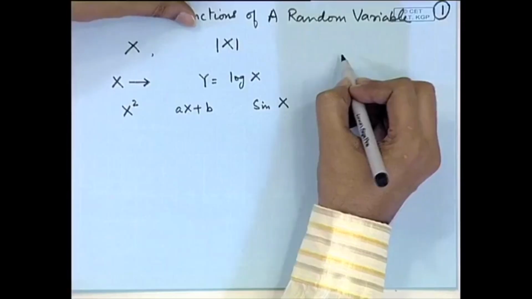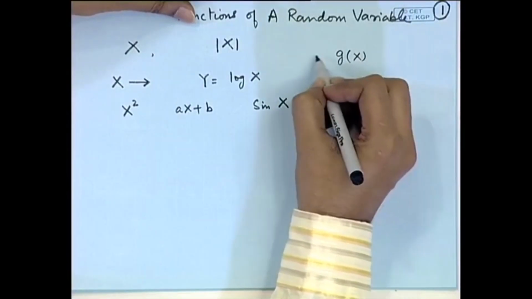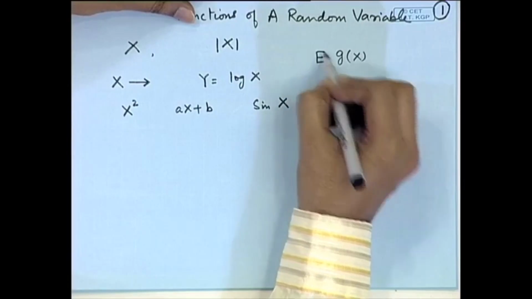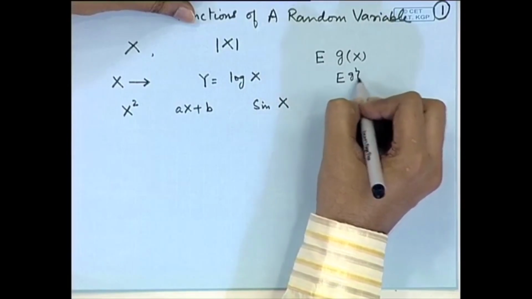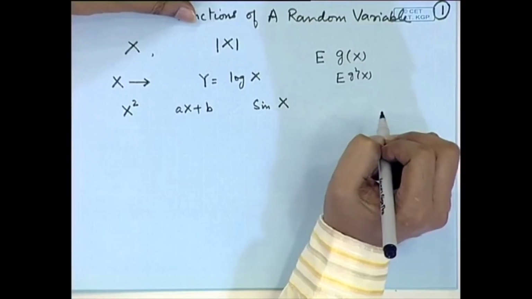Now, it is one thing to consider the characteristics of a function. So, in general, suppose I say g(X). We may be interested in looking at the expectation of g(X), expectation of g square X, variance of g(X), etcetera. However, we may also be interested in the actual distribution, or the full probability distribution, of g(X). Now, in order to study the distribution of g(X), it is important to firstly ensure that g(X) is also a random variable.